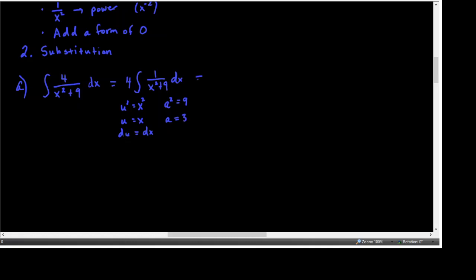And so according to number 19, this is going to be the constant that was out in front, 4, times 1 over a, times the arctangent of u, which is x over a, which is 3, plus c. Okay.